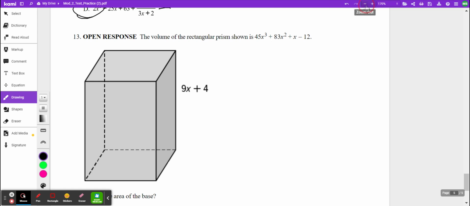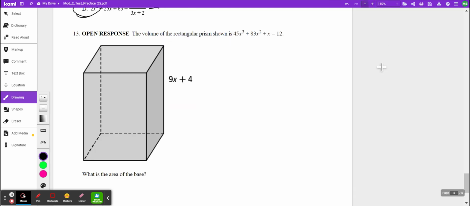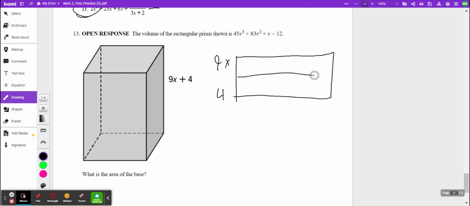The volume is shown at the following. All right. What's the area of the base? So if I take out the height, I can find the area of the base. That's it. So I'm going to do the box method. I have 9x plus 4, and I'm going to have x squared right here, x, and then just the number. So the inside should be 45x cubed.